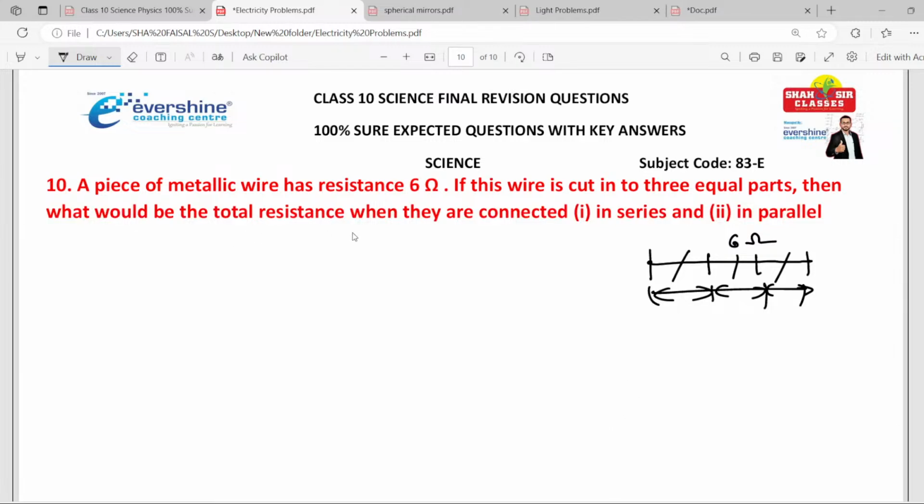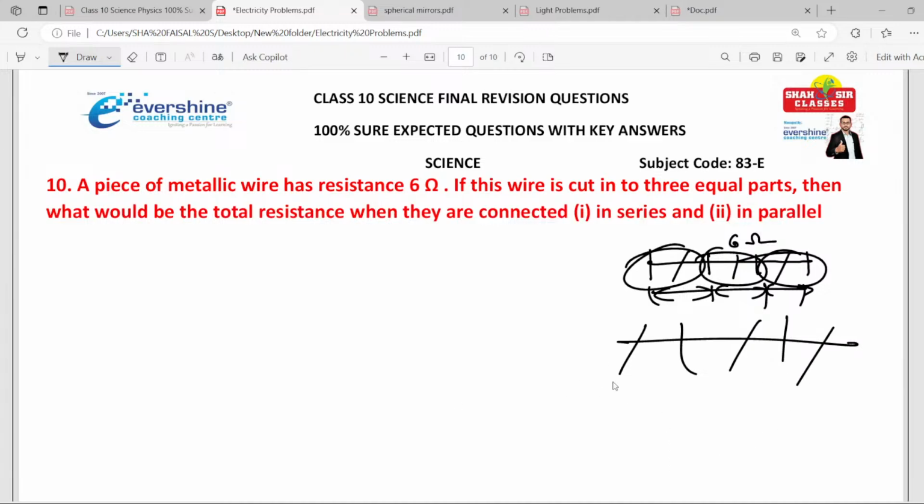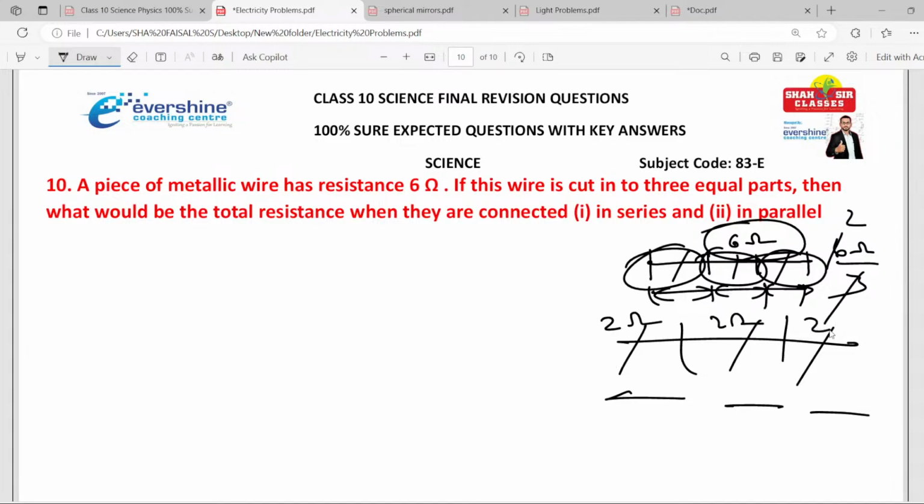Now, what would be the total resistance when they are connected? You remove these 3 parts separate. ये पूरी वायर को 3 पार्ट्स में आप डिवाइड कीजिए. इसे और इसे तीनों को अलग अलग कट कर दीजिए. This is separate. No, all the 3 are separate wires. Now total is 6 ohm. So 6 ohm divided by 3 parts. 6 divided by 3, so each part has 2 ohms. Correct? Now after we cut this wire into 3 equal parts, each part will get 2 ohms.